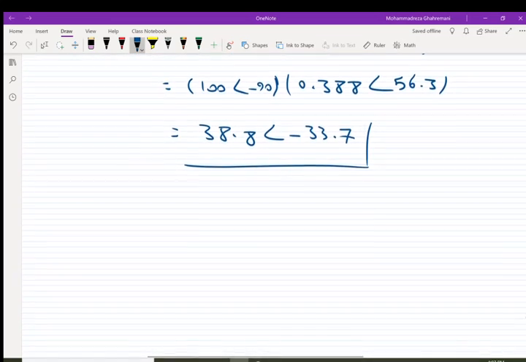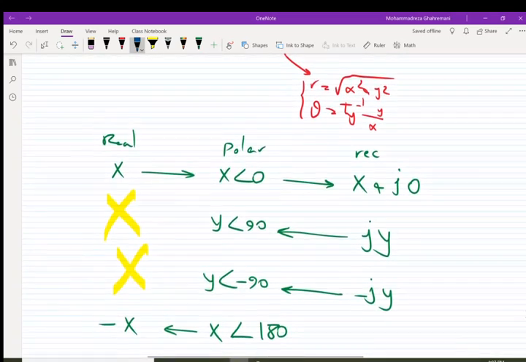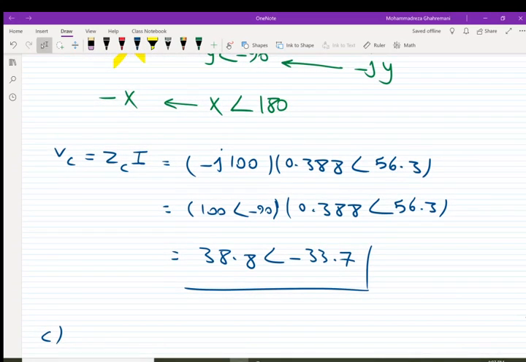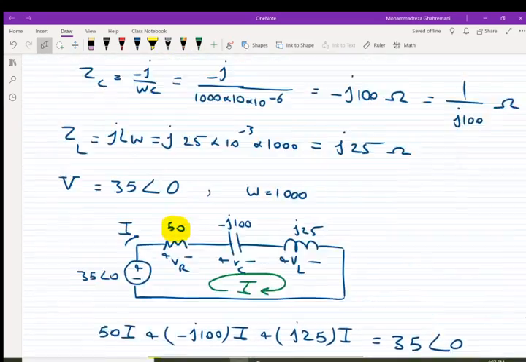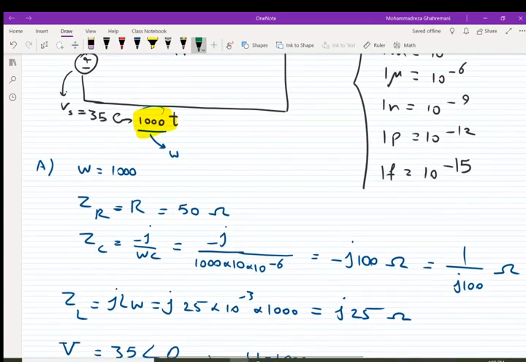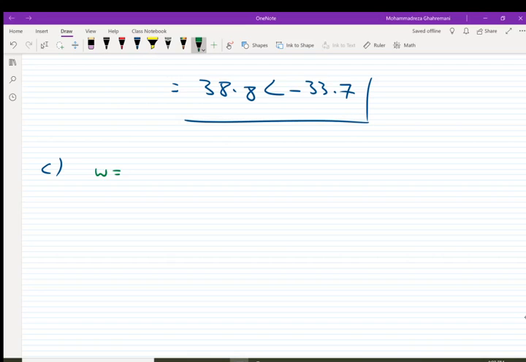Part C of the problem: we need to find the waveforms of these voltages and currents. First of all, these voltages and currents have the same frequency, omega equal to 1000. So all of them have the same frequency, and now we want to convert them into the form of waveforms.